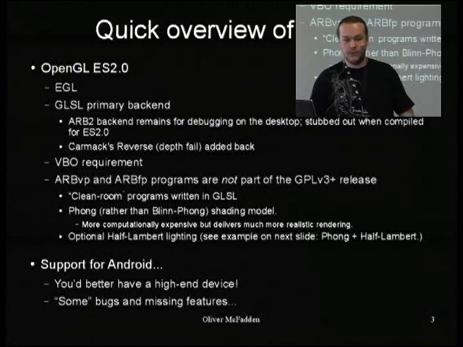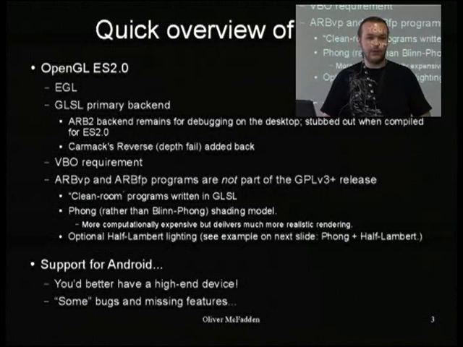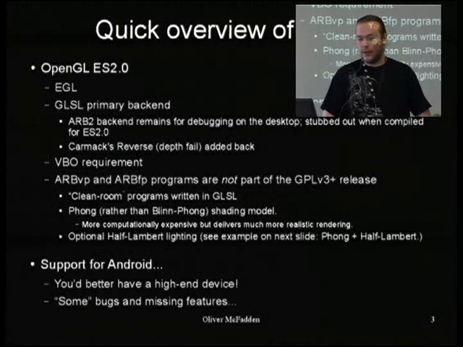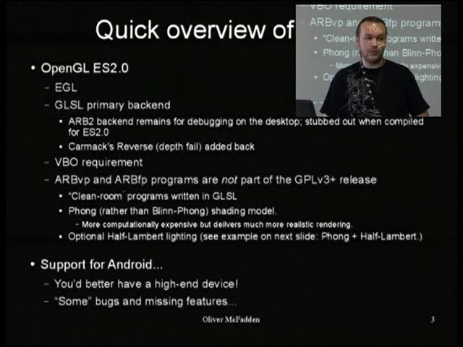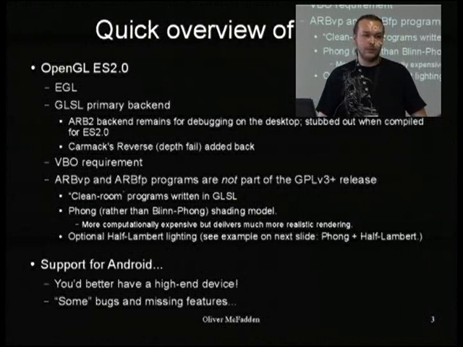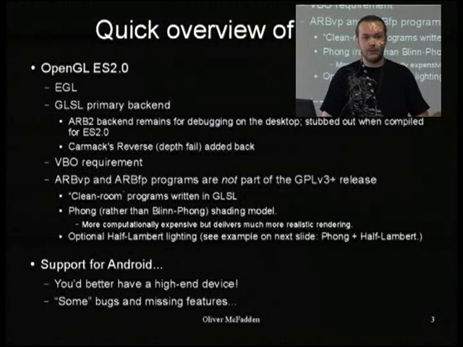One problem that I ran into was that the ARB vertex and fragment programs are not licensed under the GPL v3 or later. So I had to write clean room programs in GLSL. And I added a few things there, like the Phong rather than blend Phong shading model, which gives some quite nice results. That's of course quite a lot more computationally expensive because we have an extra dot product and a reflect operation in the fragment shader.